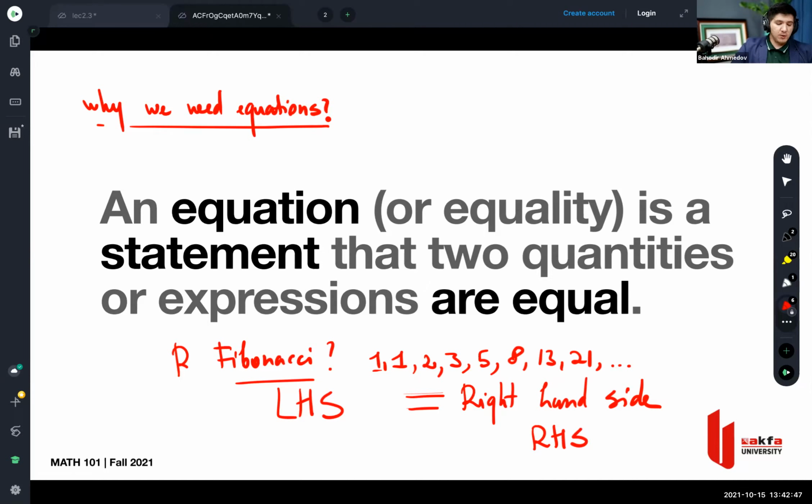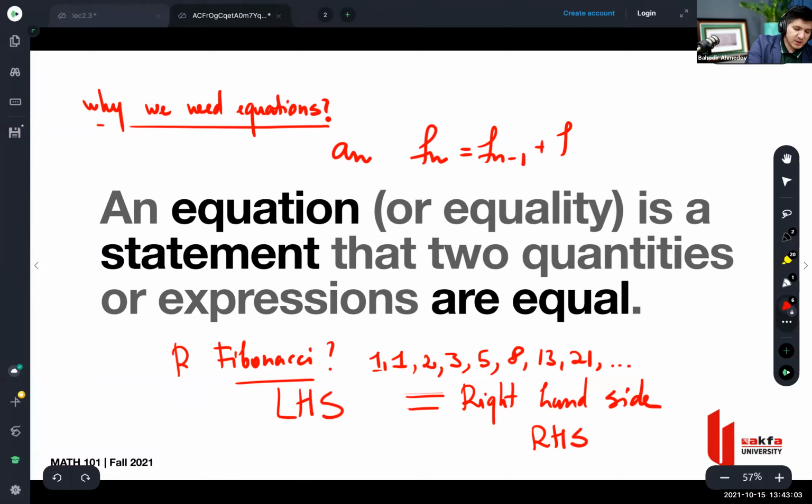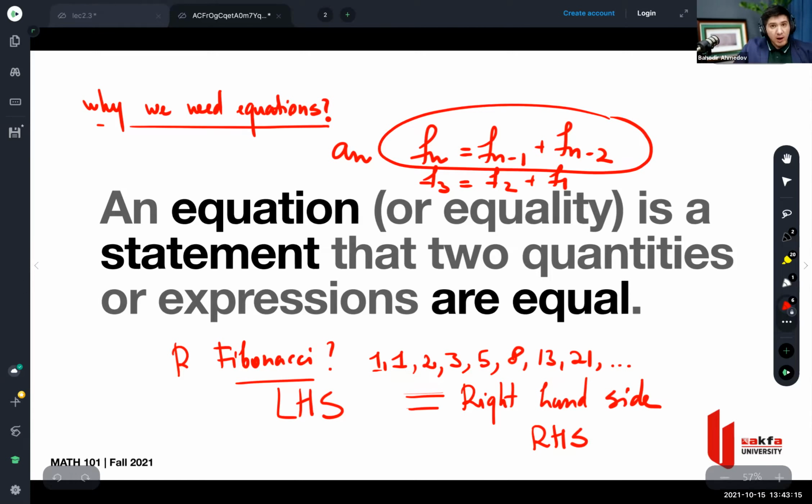So you can express any nth term of the Fibonacci sequence using an equation, right? You can say that the nth Fibonacci number, let me call this Fn, can be written as Fn-1 plus Fn-2, right? Consequently, F3, for example, is going to be equal to F2 plus F1. So we can use an equation in order to describe what the Fibonacci sequence is.